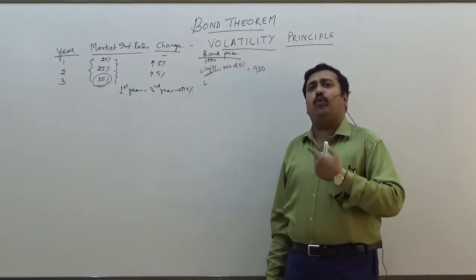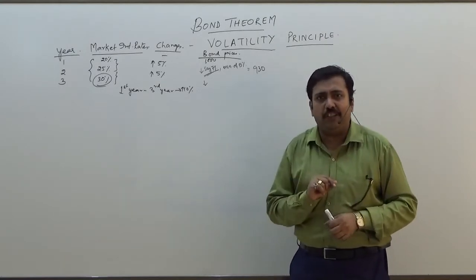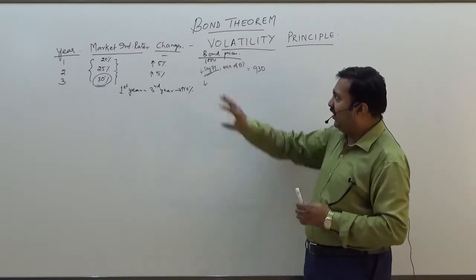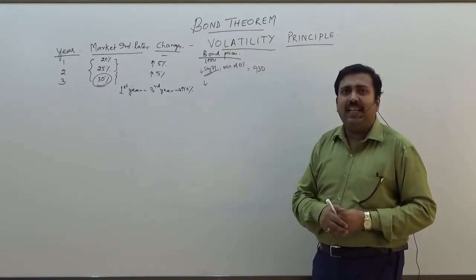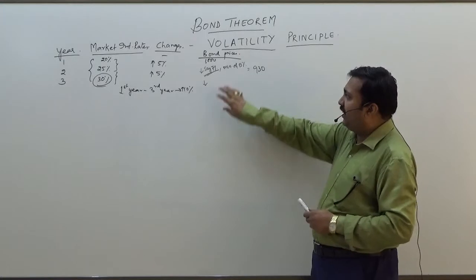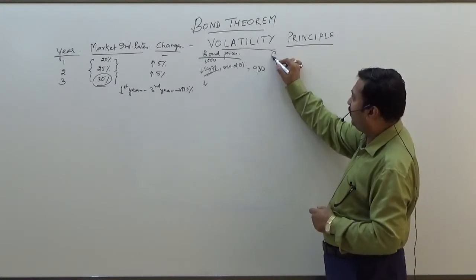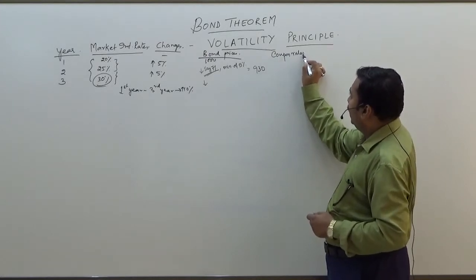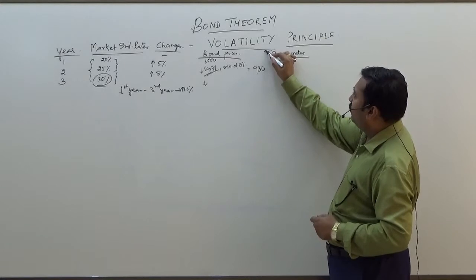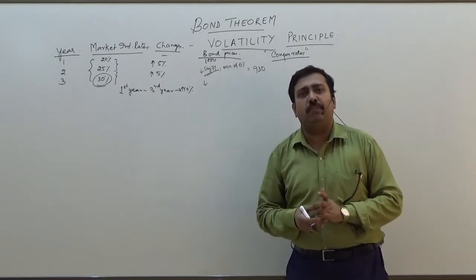Now, how the volatility principle is different from the sensitivity principle is that, in the volatility principle, one more factor that we include over here to determine the bond prices is the coupon rates. Now, this column is the addition that we have in the volatility principle.